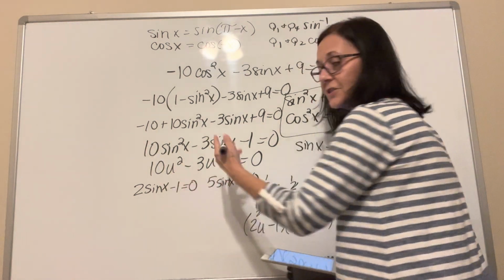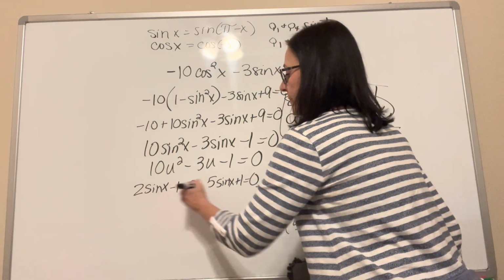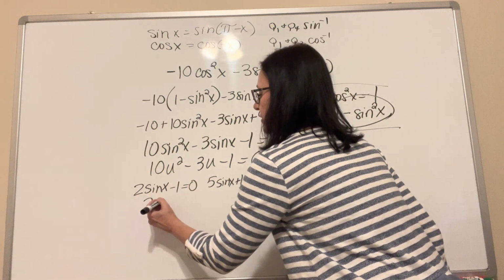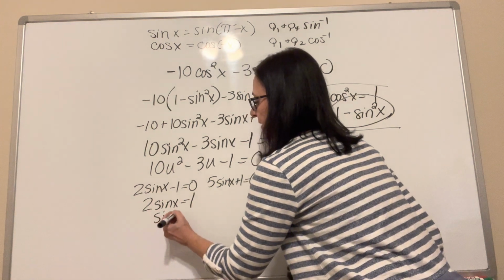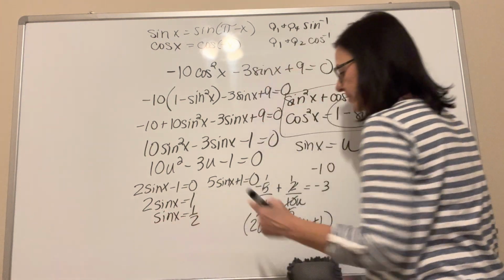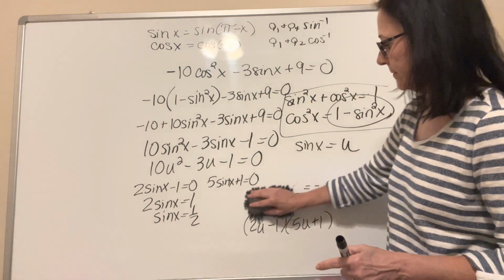Now, I'm just doing the algebra and solving for the sine of x. So I'm going to add 1, 2 sine x equals 1, divide by 2. Sine x is 1/2. That's on the unit circle. I'm reminding myself. I'm going to erase this part.